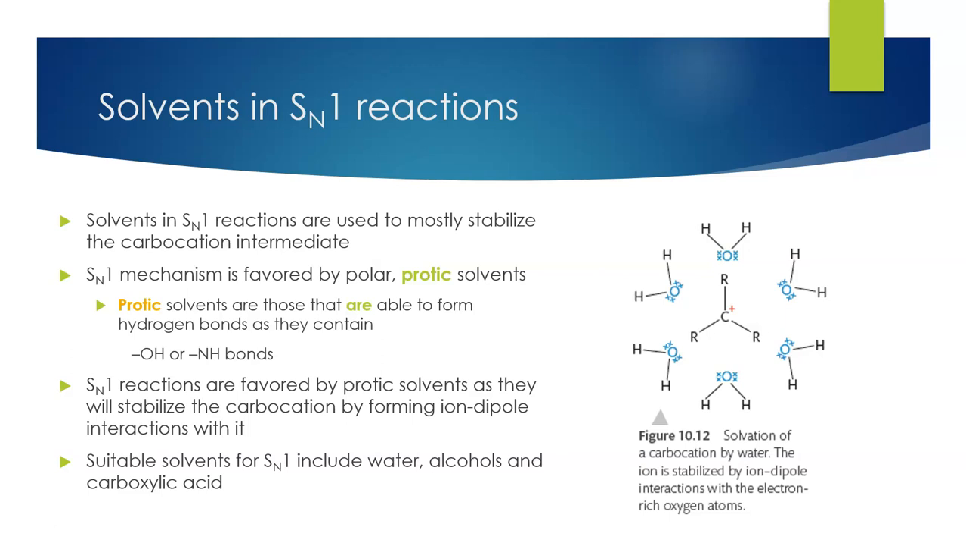Okay, so SN1 reactions will be favored by protic solvents, polar protic solvents, whereas SN2 are polar aprotic solvents. Okay, so this means that SN1 reactions are favored by reactions in water or alcohols or even carboxylic acids, whereas we want pure organic polar solvents for our SN2.